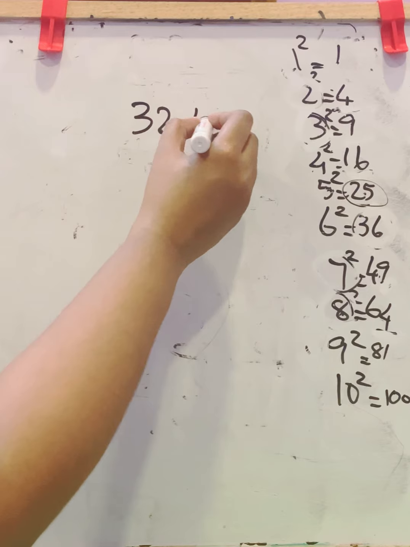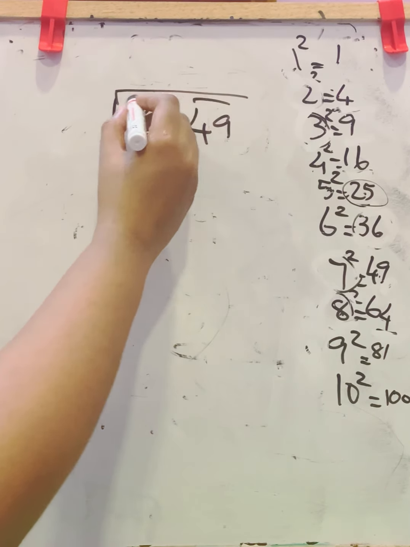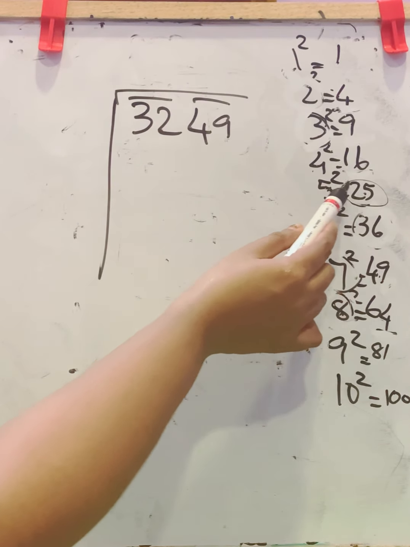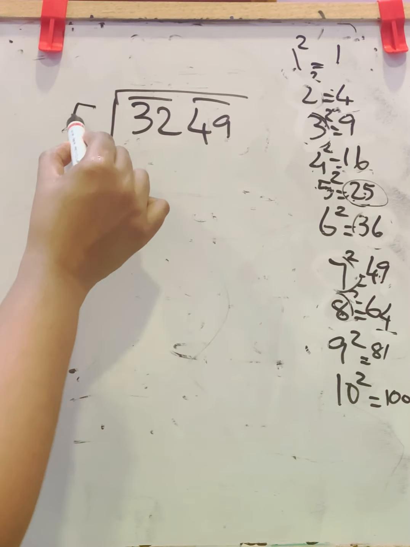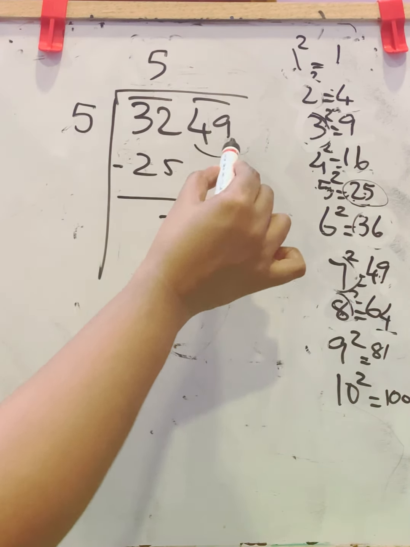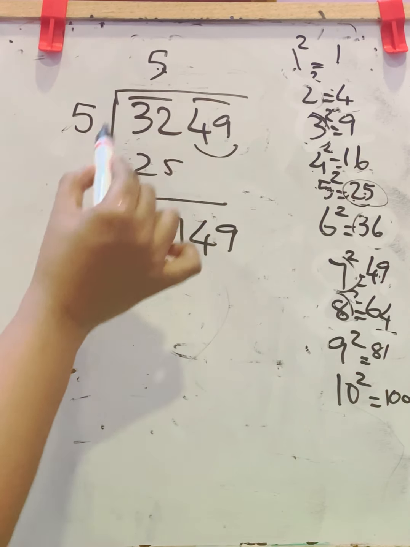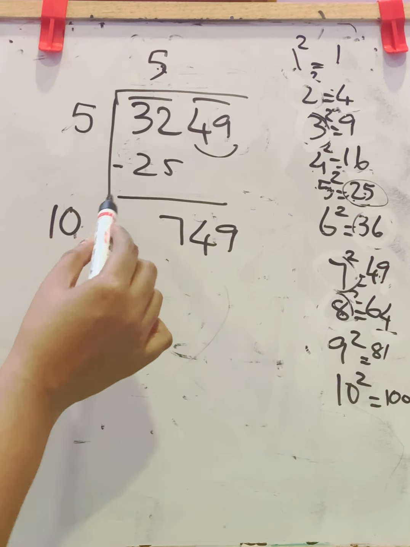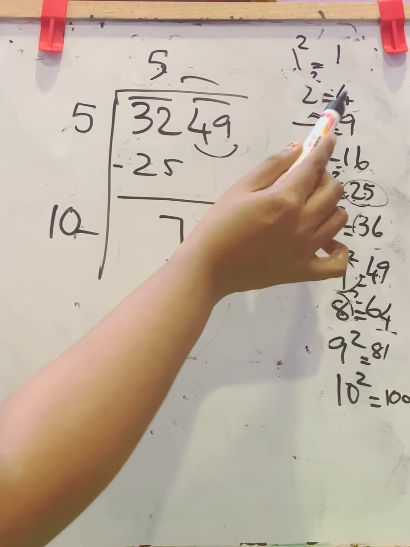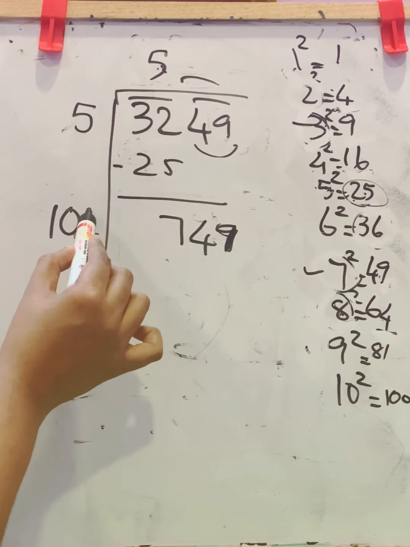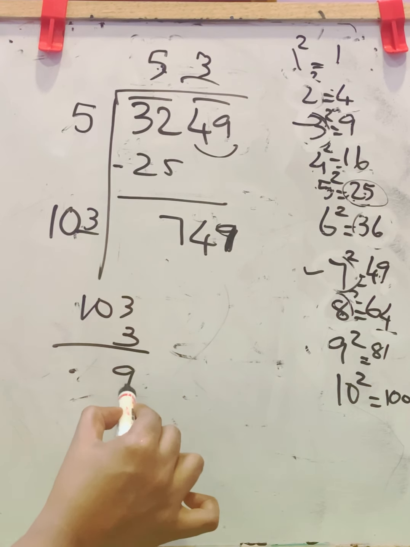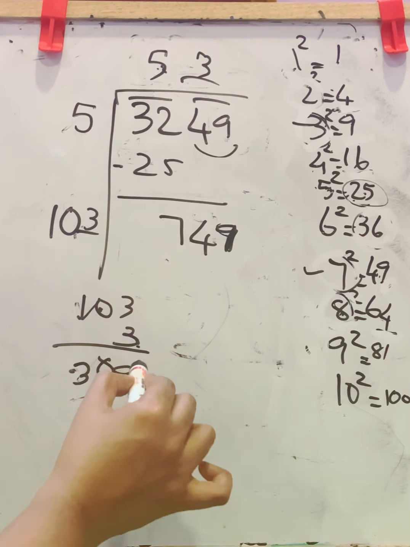Next, 3249. Pair this. 32 lies between 25 and 36, and the smaller perfect square in that is 25. That means 5 5s. 5 5s are 25. Subtract this. You will get 7. Carry down 49. Now double this number. 5 2s are 10. Now dash and dash. Check, this ending digit is 9. 9 means either 3 or 7. So first we will check with 3. 103 into 3. 3 3s are 9. This becomes 0. 3 1s are 3. No, this is not the number.